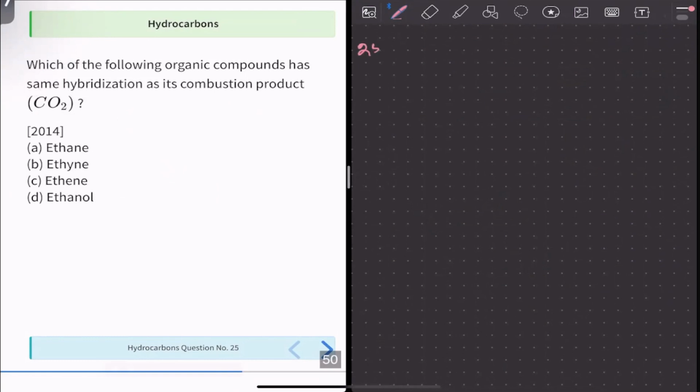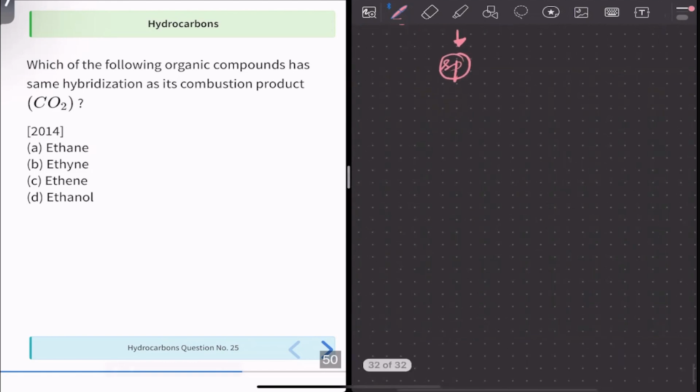Question number 25. Which of the following organic compounds has the same hybridization as its combustion product? The combustion product is CO2. Each hydrocarbon, when it undergoes combustion, will produce CO2. So it is asking which organic compound among the four options has the same hybridization as the CO2 molecule. What is the hybridization of carbon in CO2? That is sp hybridization. So basically it is asking which has an sp hybridized carbon atom.